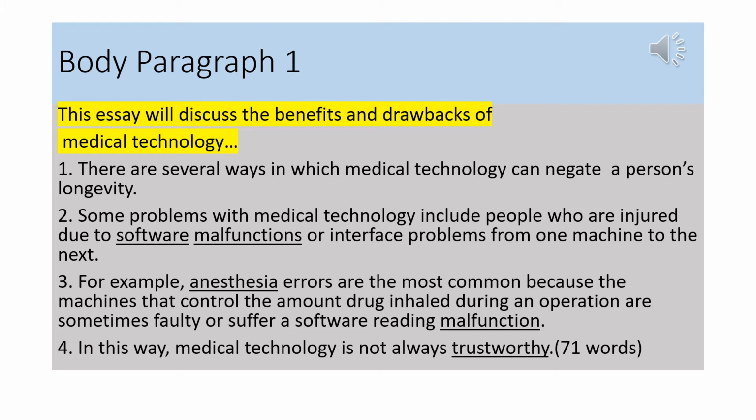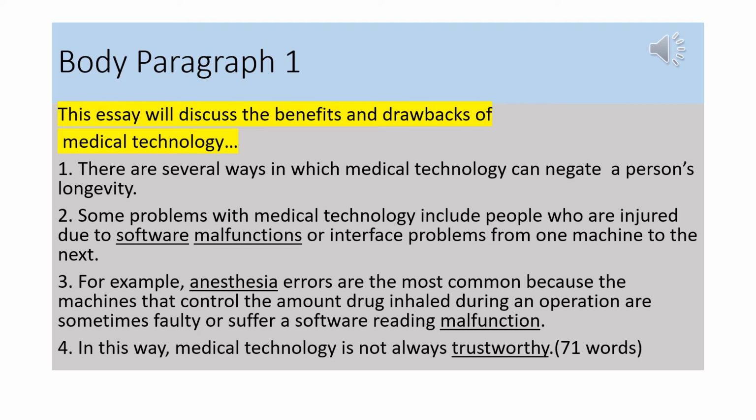When you move to the third sentence, here we have to give an example that supports software malfunctions. Okay, so here we have, for example. This is a very good introductory term, for example. We use for example or for instance, comma, and then you introduce your example. Anesthesia errors are the most common because machines that control the amount of drug inhaled during an operation are sometimes faulty or suffer a software reading malfunction. That's all you have to do, is present something that supports a software malfunction. Here the example deals with anesthesia errors.